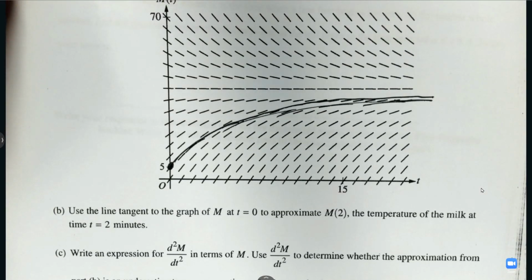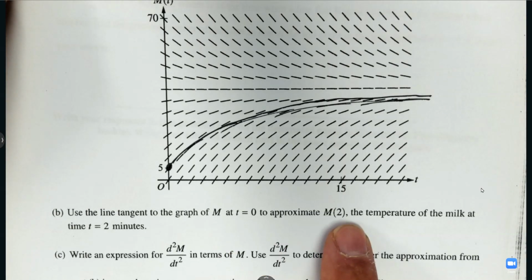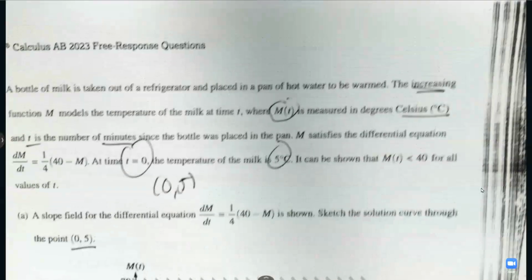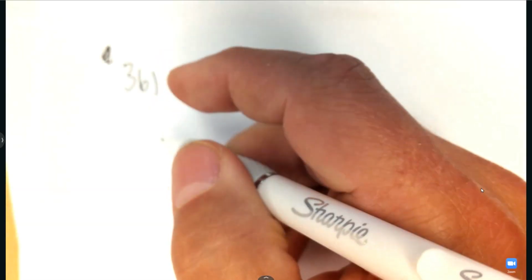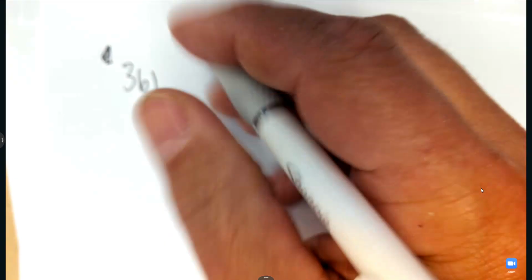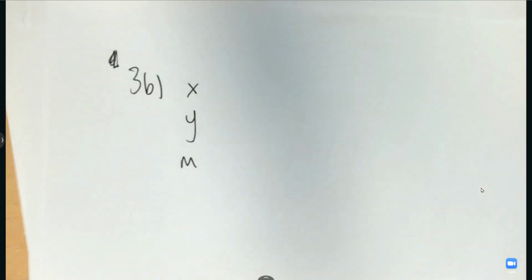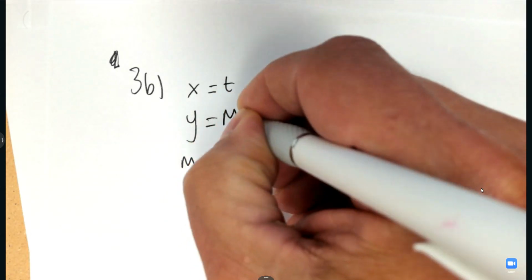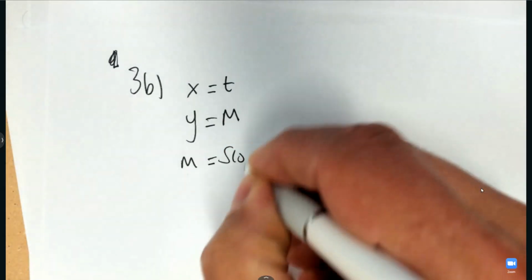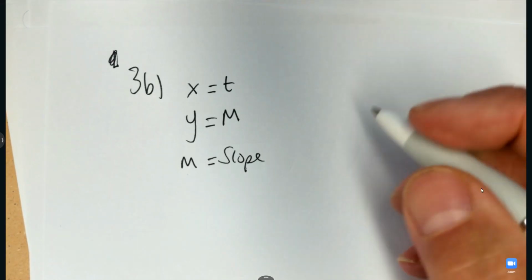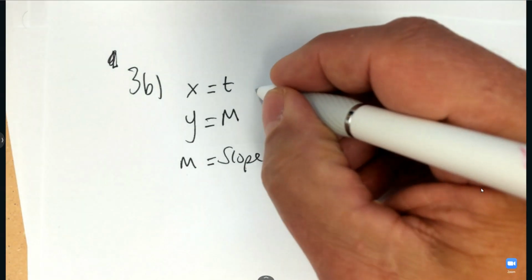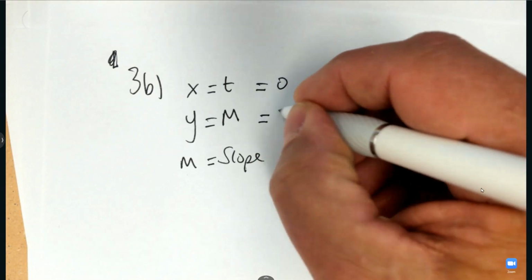Part B. Can you do a tangent line to approximate the temperature of the milk? So I'm going to do that on a separate piece of paper. For a tangent line, in this case we have t and m. So we normally start with x, y, and the slope. But I'm going to use the letters that are in the question. So instead of x, it's t. Instead of y, it's m. And then this is just the slope. I'll write it just like that so you don't mix up the m's. You are given a point, (0, 5). So t or x is that, and m or y is that.